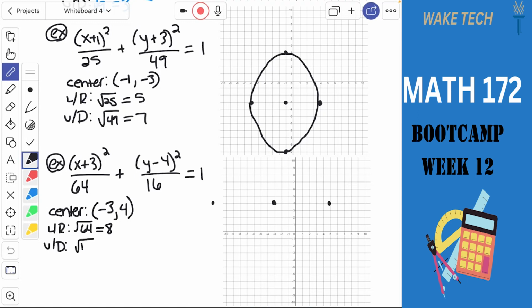Up and down, we use the square root of 16, which is 4. So we'll go up and down 4. I'll put us up at 8. And then connect the dots. Whoops, missed that one. Questions there?